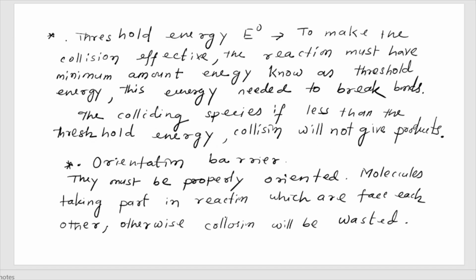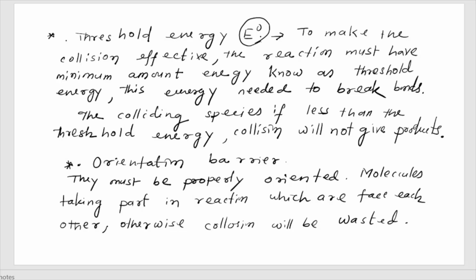And after that, you can observe what threshold energy is, which is represented by E0. It means to make the collision effective. Threshold energy means the collision should be effective. What is the minimum energy required? That is known as threshold energy. What is an effective collision? That means it can give product. The collision of molecules which can give the product is called an effective collision, and the minimum energy required is known as threshold energy.